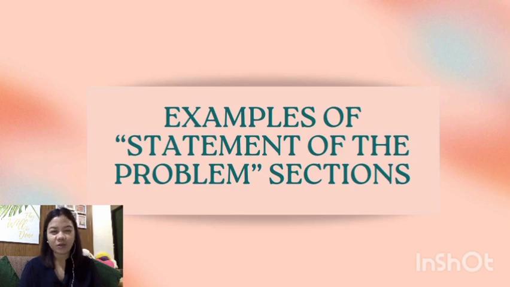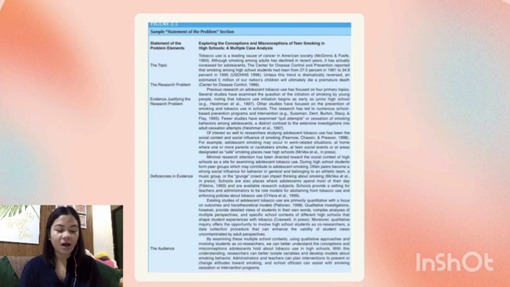So for the continuation of our discussions, my topic includes examples of statement of the problem sections. The statement of the problem, or SOP, has 5 elements. These are the topic, the research problem, the evidence justifying the research problem, the deficiencies in evidence, and the audience. The topic is the one that describes the issues that are in need of study. So it's a little brief of your research title in here.